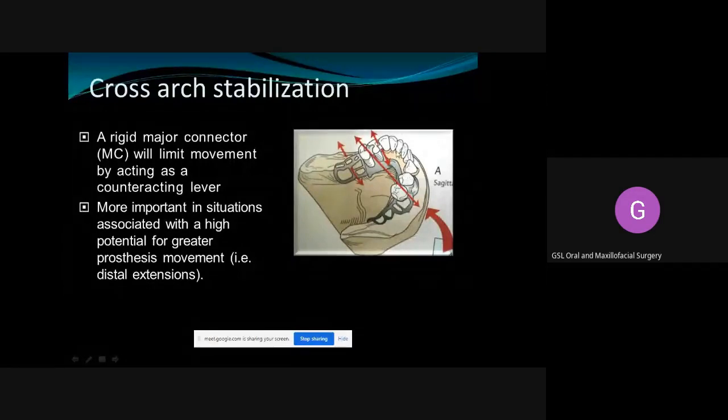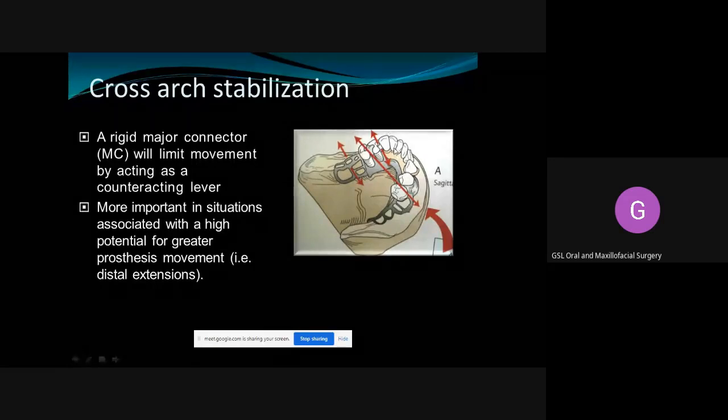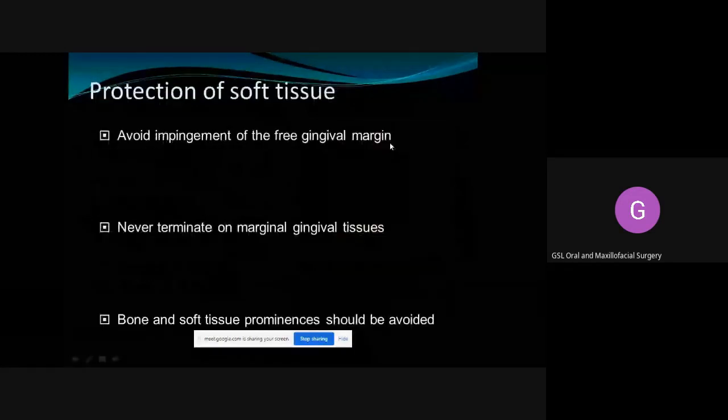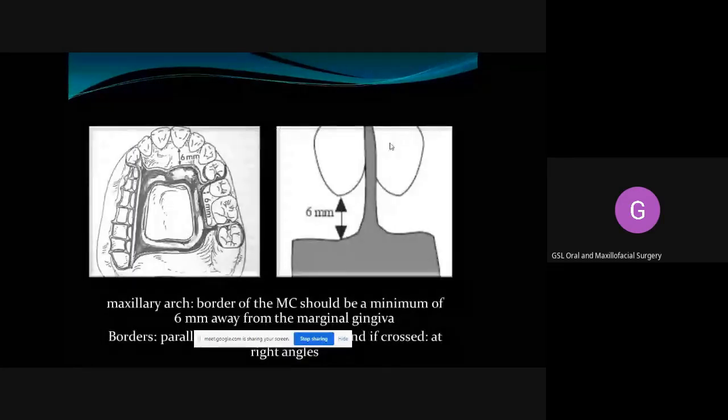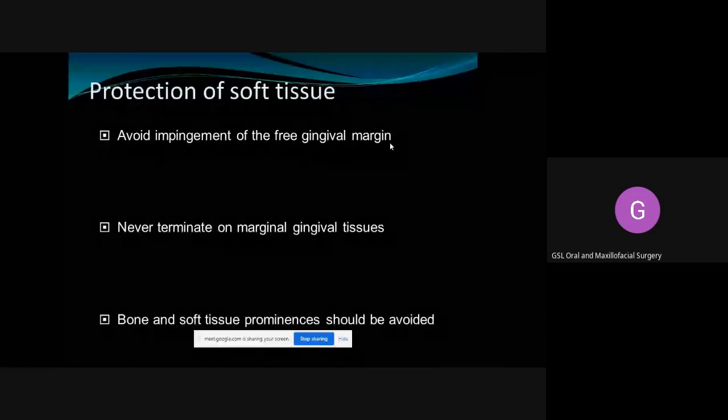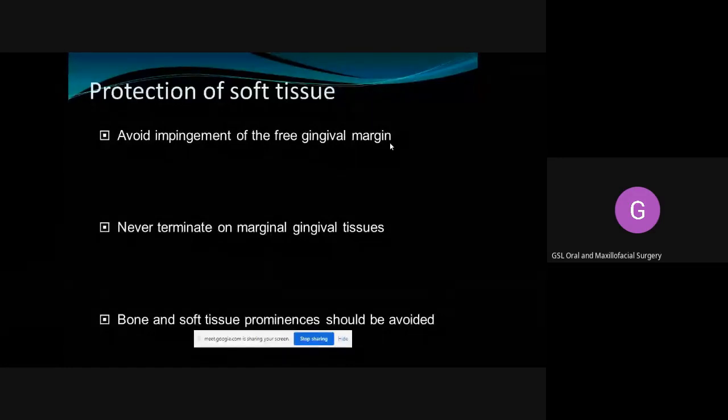Or in some conditions, we are also supposed to take the indirect retention from the anterior incisors based upon the condition of the incisal teeth. Then the protection of the soft tissue: it should avoid impingement of the free gingival margin and should never terminate on the marginal gingival tissues. And also bone and soft tissue prominences should be avoided.